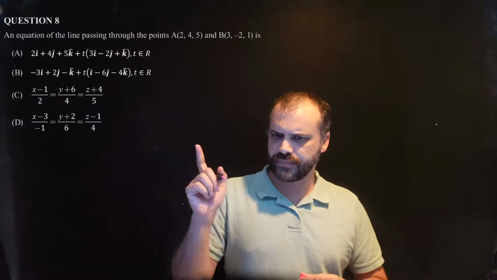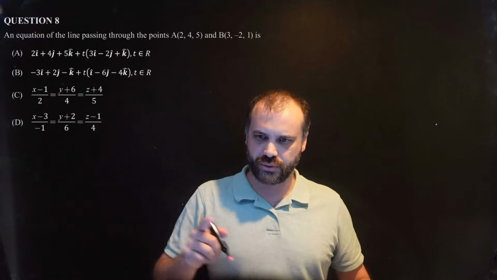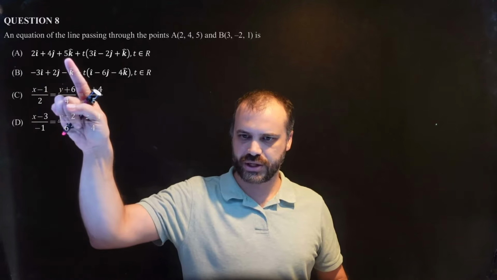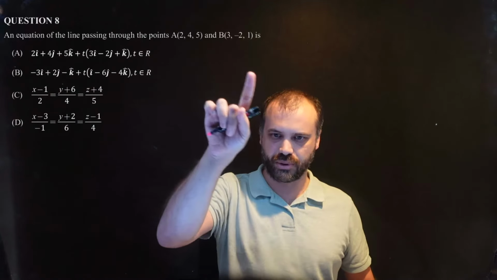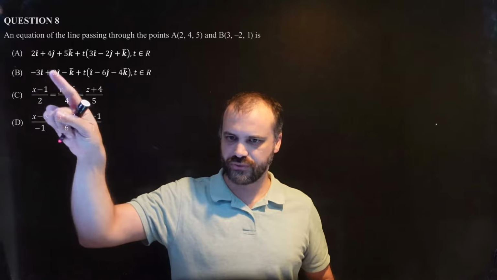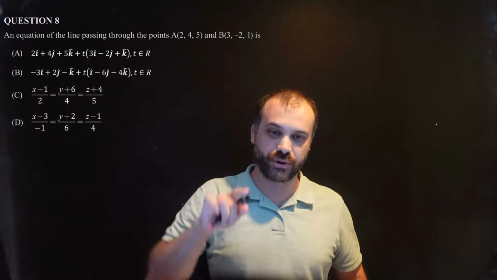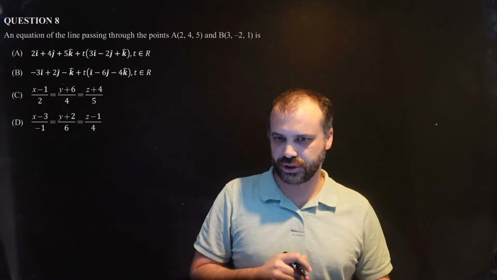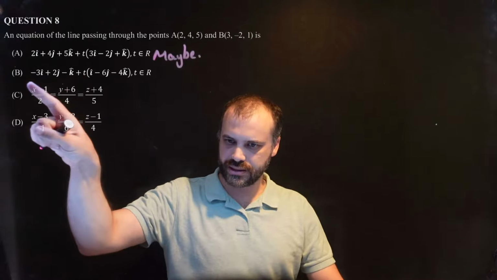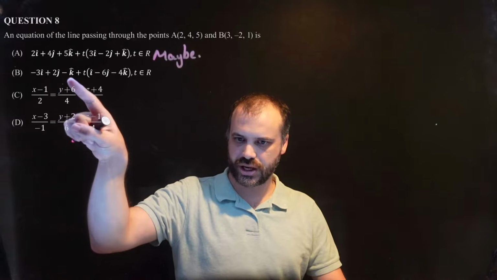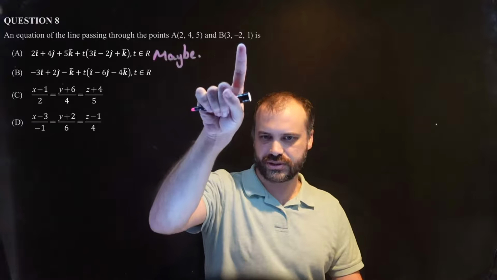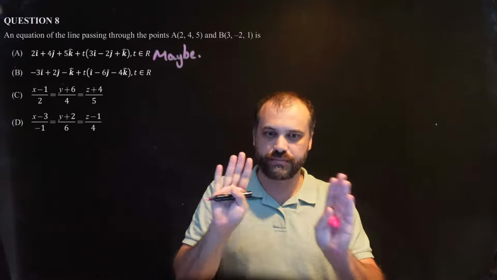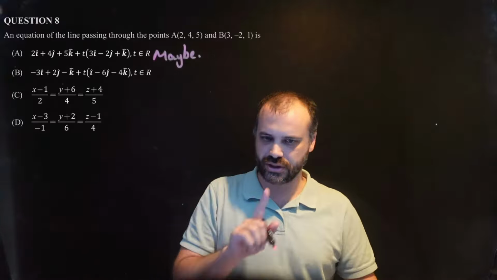Okay, now part A and part B, they're vector equations. Now the first part of our vector equation should be one of these points, right? And if I look at 2, 4, 5, yes, that's one of my points. So maybe A is an option here. Now, when I look at B here, negative 3 plus 2j minus k, that's not point B. That's the opposite. That's all negatives. So I'm going to cross that one out.